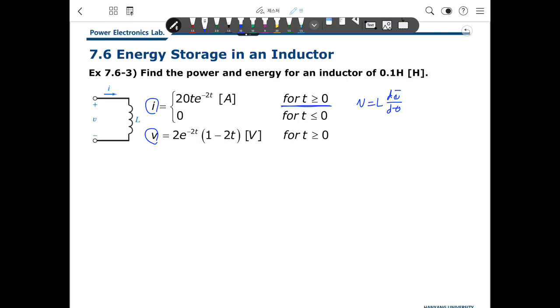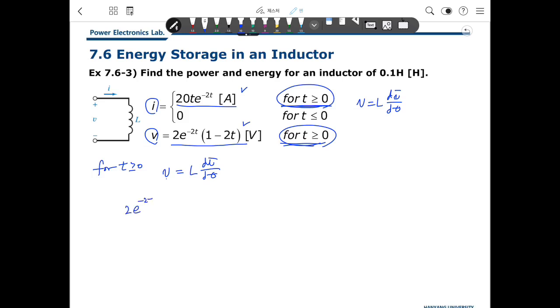Because time is from 0 seconds, this is satisfied. So for t from 0, v is L di/dt. The v is here and the current is here because of these conditions. So 2e to the power of 1 minus 2t is L d/dt of 20te here.